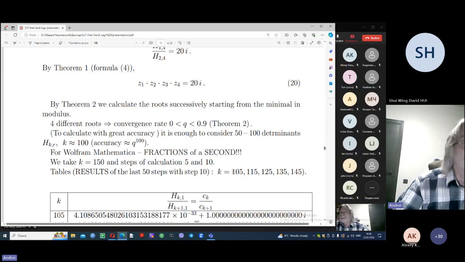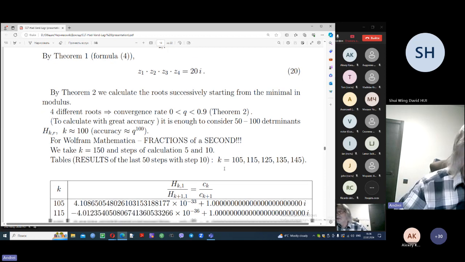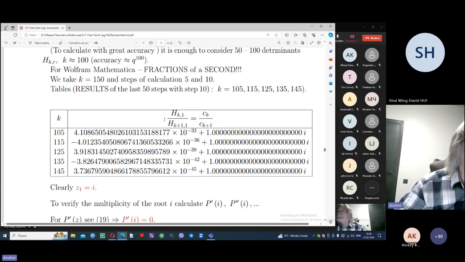So this is step 105 and so on, 145. So here we are. The ratio for 145 steps is this one. We see, and in fact we took 25 decimal places in our calculation, but it doesn't matter. So it's clear that this is 0. So we have clearly I.